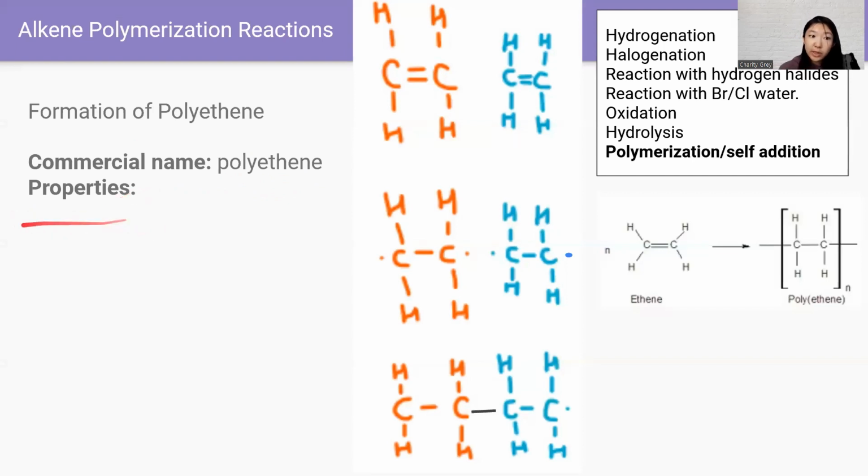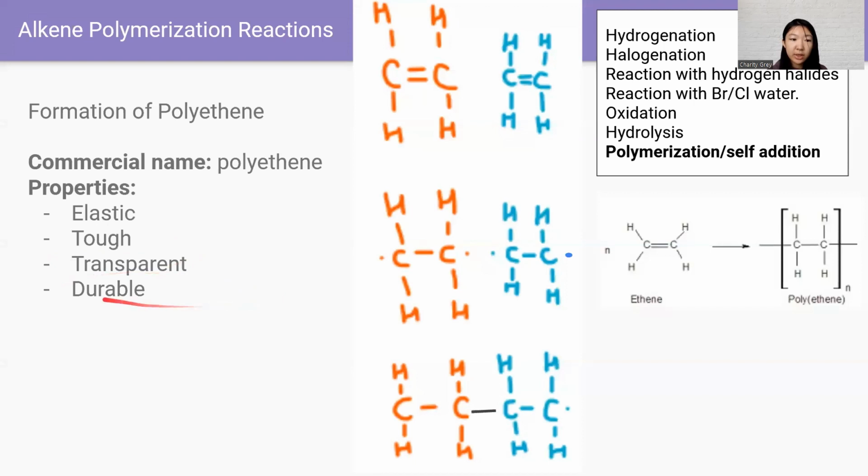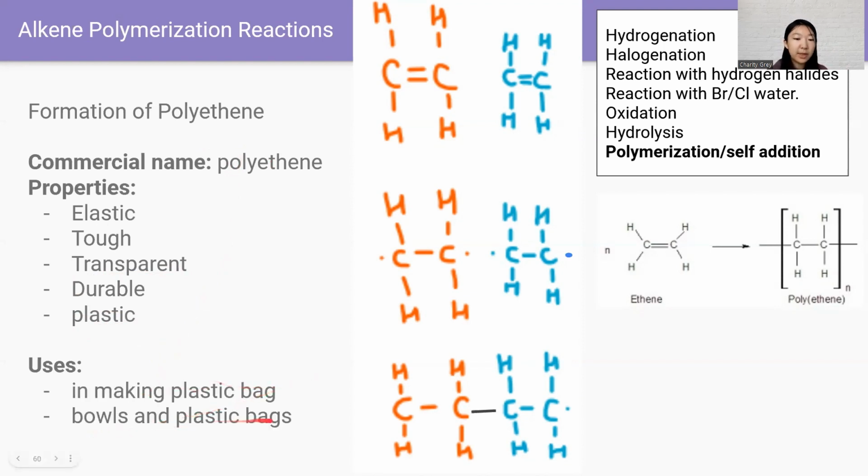So it has a couple of properties: it is elastic, it is tough, it is transparent, and it's durable, and it's plastic, of course, because this is what is known. Plastic is a lot of these hydrocarbon polymers. So a lot of the plastic you use is polymers of some sort of monomer alkene, right? So it is used in making plastic bags, bowls, and packaging materials. All these things, polyethene, this is what you're using.